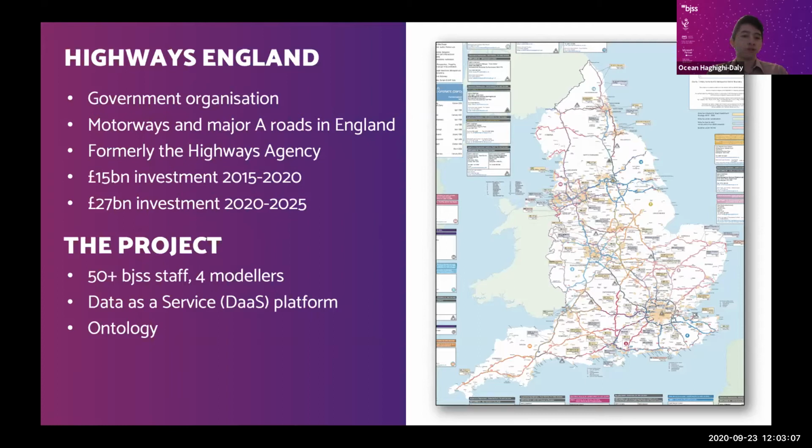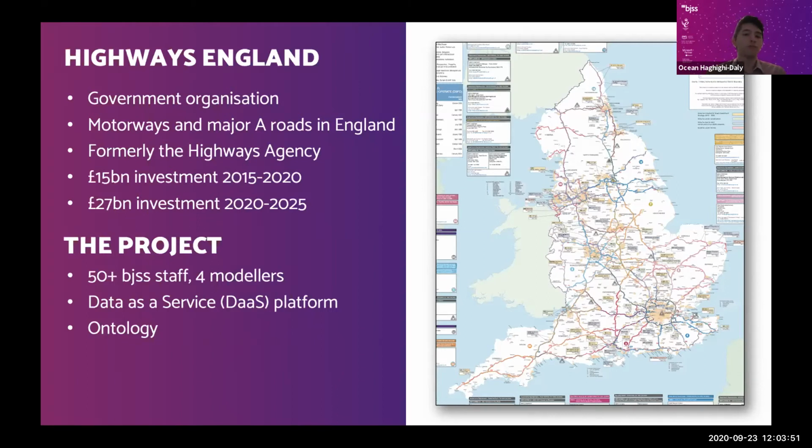They're also quite a large organisation in terms of the funding they get from the government. They work in 5-year funding cycles. The last one finished in March and the new one started in April. The funding they got for the next 5 years is, I think, 27.3 billion to improve the motorways and the major roads of England. So the project, when I was on it, back in February, March time, early this year, at that point in time, we had about 50 BGSS staff and 4 of us were doing data modeling.